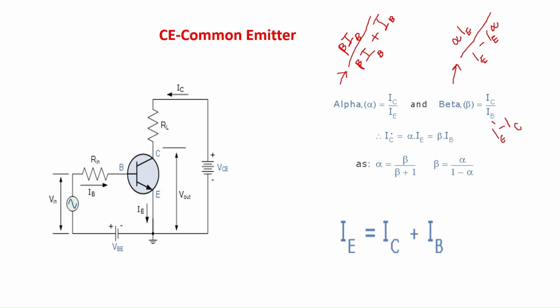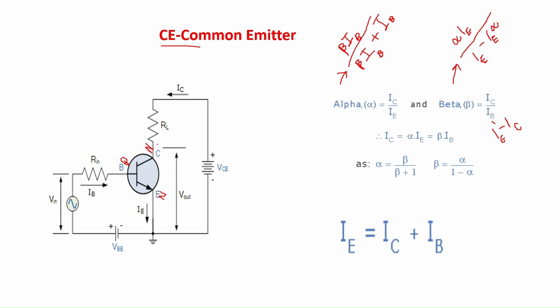Next is the common emitter configuration. In this, the emitter terminal is grounded. The arrow mark is away from the base junction, so it is of NPN type. Emitter is N, base is P, and collector is N. It is an NPN transistor.